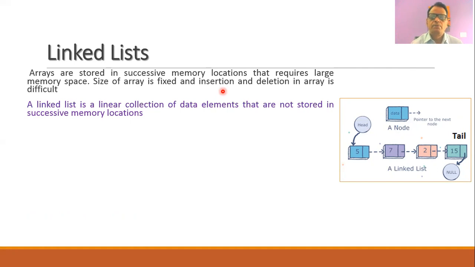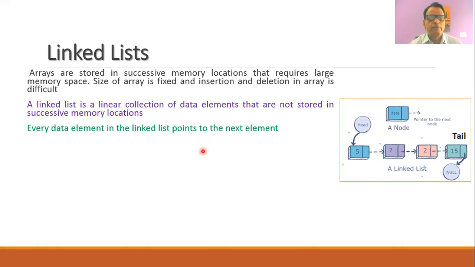To solve these problems, we can make use of another data structure, and that is called a linked list. Linked list is a linear collection of data elements, but these elements are not stored in successive memory locations. So it is possible to store these elements in different parts of the memory, even though they are part of the same list.